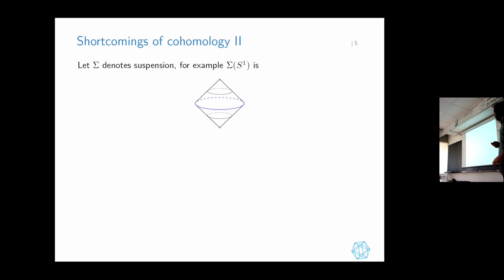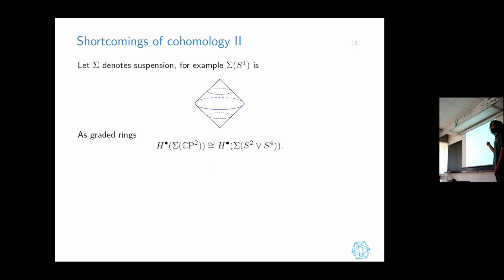But let me push this train of thought and first introduce this classical construction, the suspension of spaces, here illustrated with the suspension of a circle. We have two points and then we join them with all the points in the original space, in this case the circle. Now with this construction, we can produce two spaces.